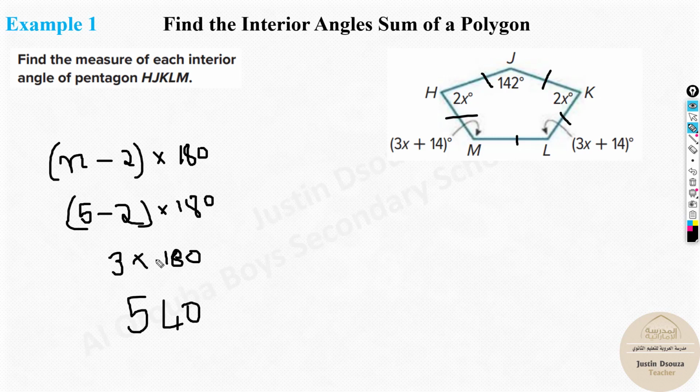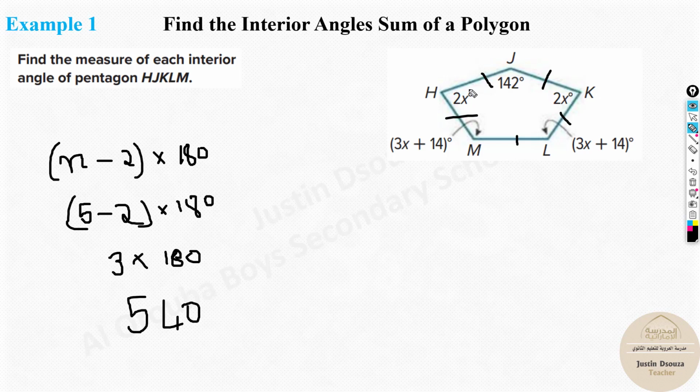Now this angle is for the entire polygon. It's not a specific angle. It's the interior angle, the total angle inside. This is very important, but this is not what they asked. We need to find each interior angle, right? How do you do this? So we know the total angle is 540. That is inside, and that would be the sum.